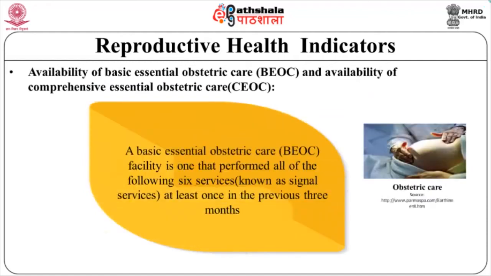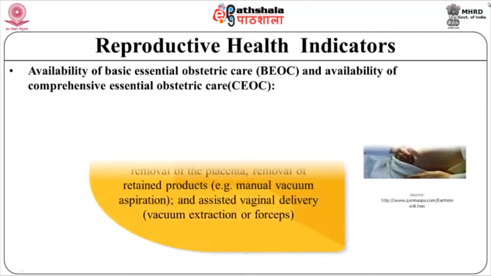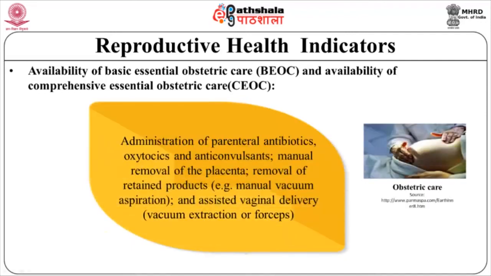A basic essential obstetric care, that is BEOC facility, is the one that performed all of the 6 services known as the signal services at least once in the previous 3 months, like administration of the parenteral antibiotics, oxytocics and anticonvulsants, manual removal of the placenta, removal of the retained products, for example, manual vacuum aspiration, and assisted vaginal delivery, that is vacuum extraction or forceps, according to the UNICEF 1997.